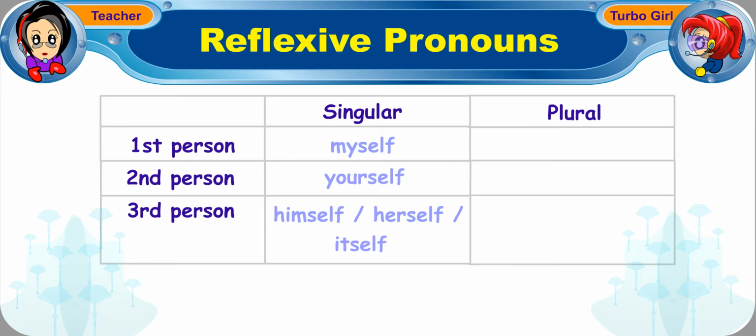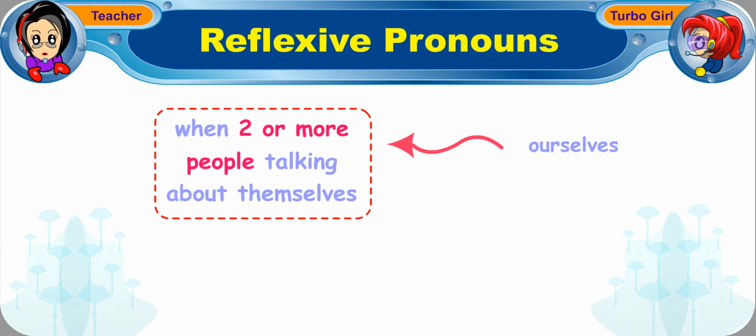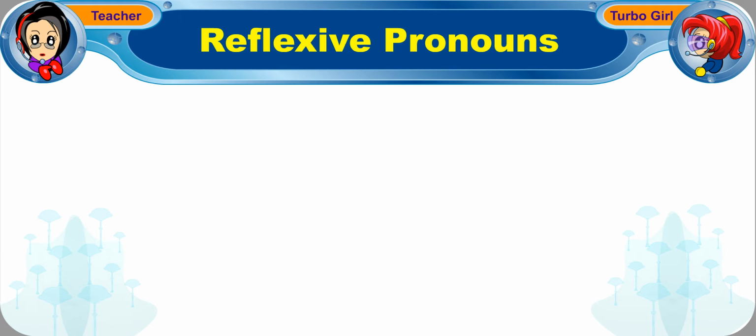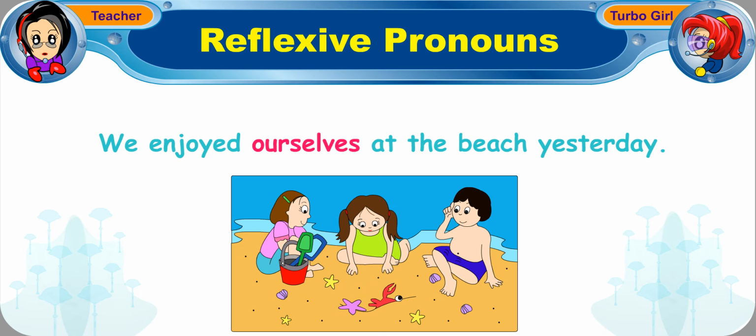Let's now look at the first person plural reflexive pronoun ourselves. Ourselves is the plural form of myself. We use it when two or more people are talking about themselves. For example, we enjoyed ourselves at the beach yesterday. We use the reflexive pronoun ourselves to refer to the pronoun we in the sentence.